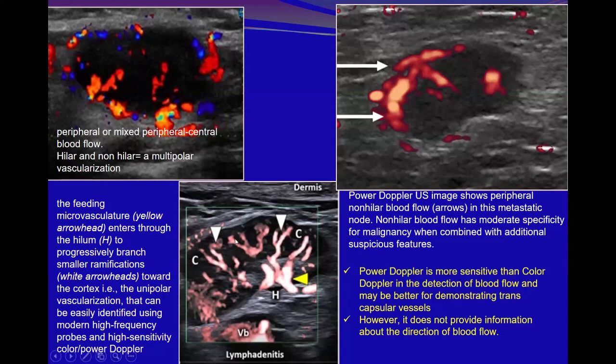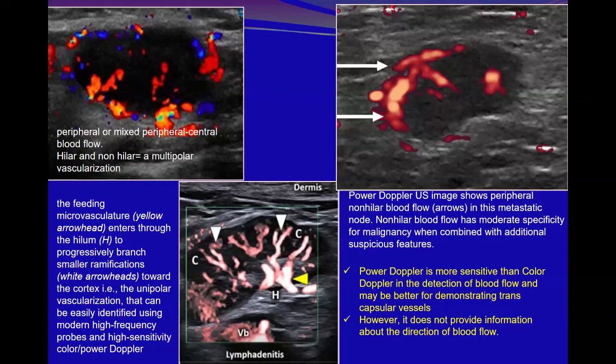What about this one? As we mentioned, power Doppler is more sensitive than color Doppler for low flow and can detect minimal flow, capsular flow in the lymph nodes.